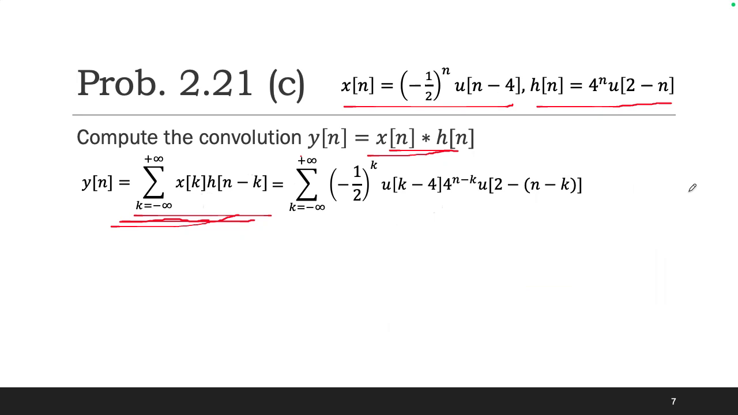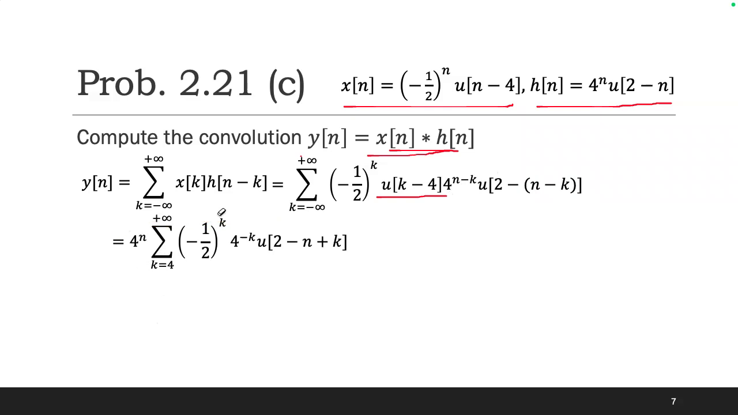Yeah, here you spoke to the point: find the bounds. Actually, why do you want to find the bounds? Because you want to remove the unit step function. Let's review it one by one. For this one, if you want to remove it, what should your k be? Yeah, greater or equal than 4. So your bound will become 4 to positive infinity.